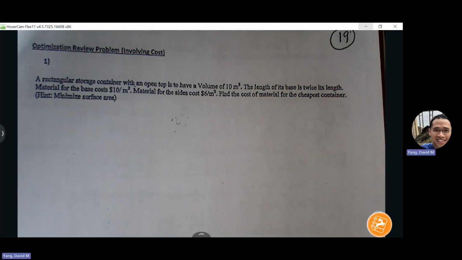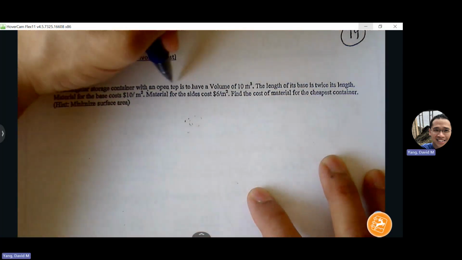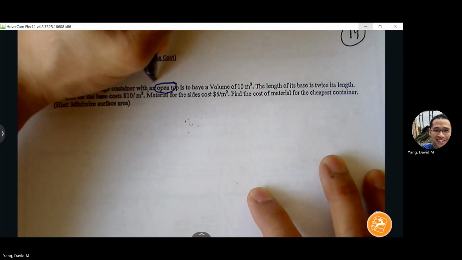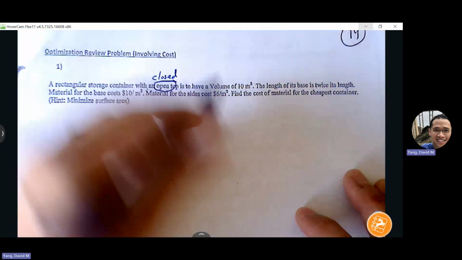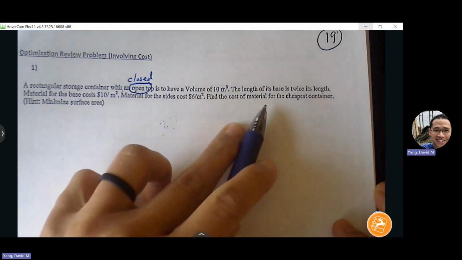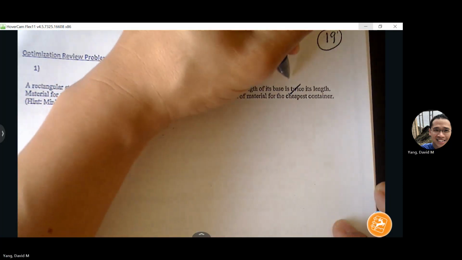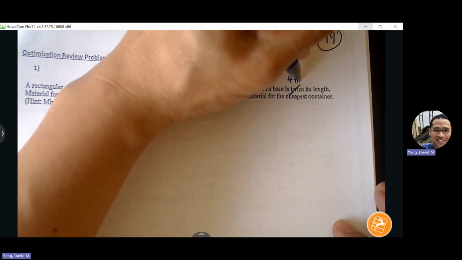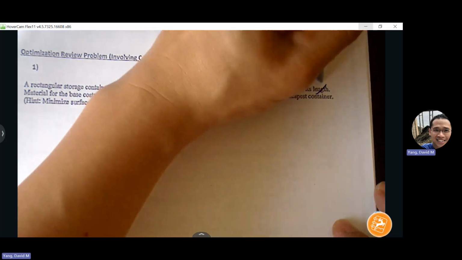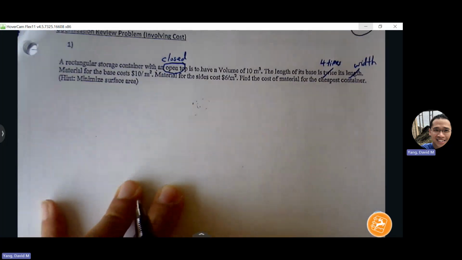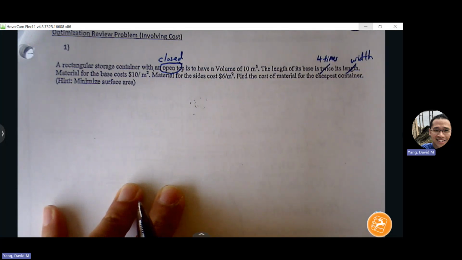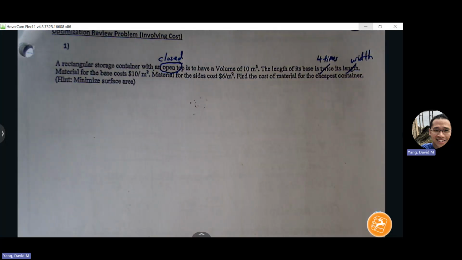Okay, let's change this here. A rectangular storage container has a closed top and a volume of 10 cubic meters. The length of the base is 4 times its width. So I made some significant changes here, so we can practice with a slightly different setup.